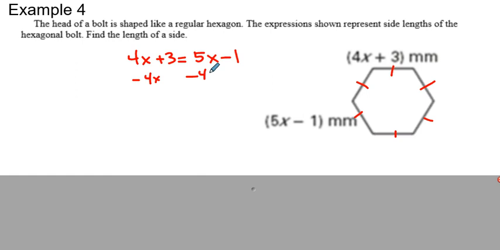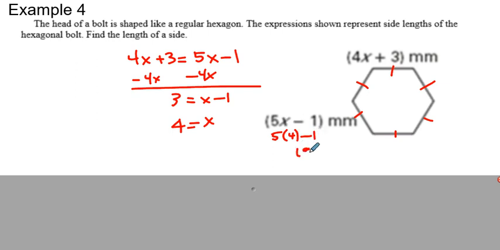So I'm going to subtract 4x from both sides. x minus 1 equals 3, and then add 1 to both sides, so x equals 4. So if I plug x in to, let's say, this side here, 5 times 4 minus 1, I get 19. A good check to make sure our algebra came out right is to go check the other side too. So 4 times 4 plus 3, that also equals 19. So we know that we got the right x value because the sides are in fact the same.